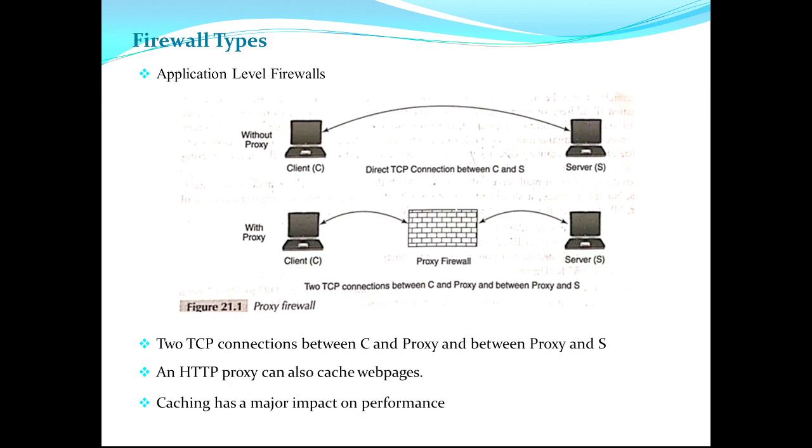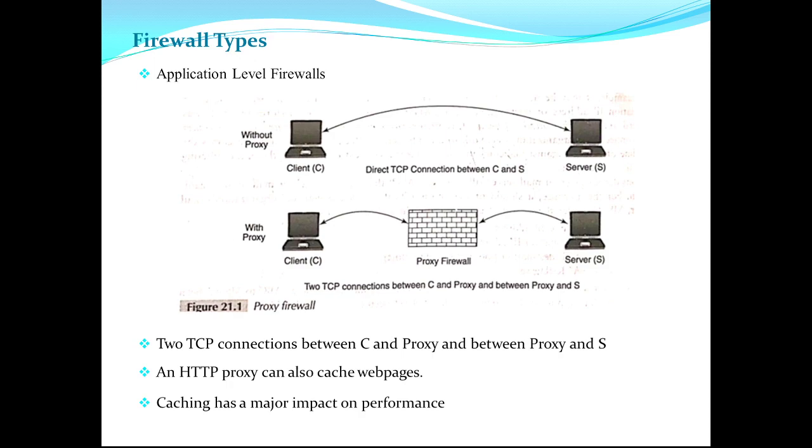Now, the concept of caching is also present there. In addition to filtering based on application layer data, the proxy can perform two more things: client authentication and logging. An HTTP proxy can also cache web pages. You know what caching is, where we are talking about here. Caching has a major impact on performance.